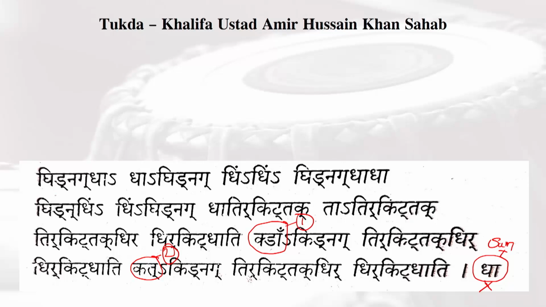Tukda by Khalifa Ustad Amir Hussain Khan Sahab. Three different dams by Kran, Kat and Dha. Din na tin na tak din. Gurdung dada, gurdung dandan, gurdung dada, gurdung dandan, gurdung dada, gurdung dada, kram, gurdung dada, gurdung dada, kat, gurdung dada, dad.